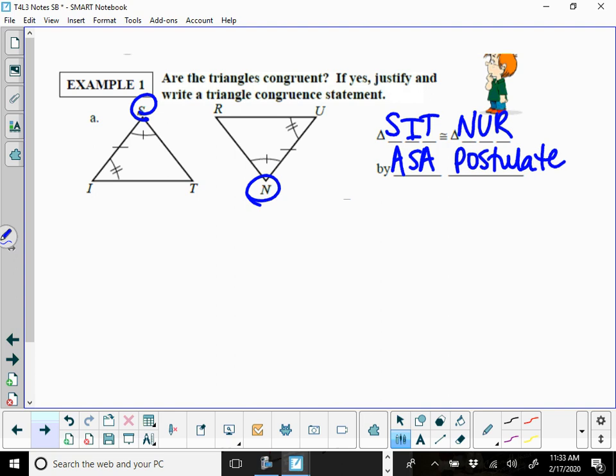Okay, so your congruency statement is very key here. Make sure that you have the right corresponding parts of these triangles together.